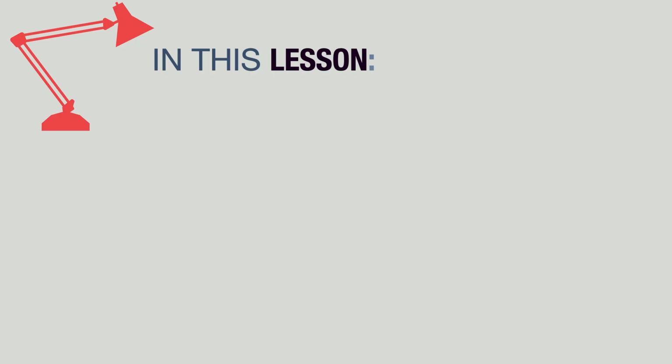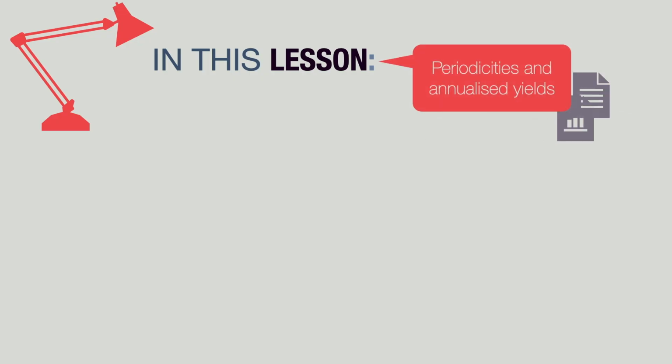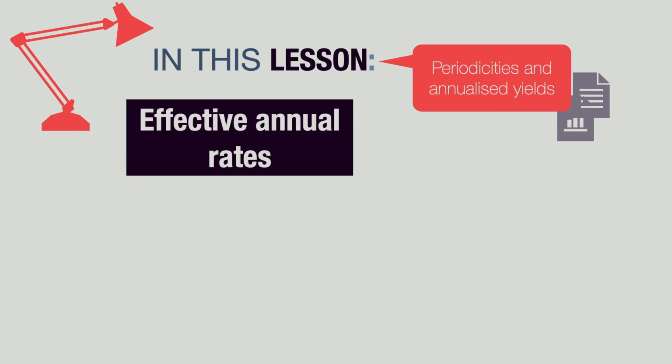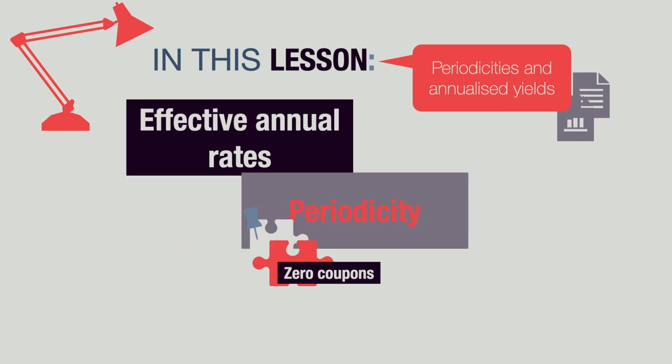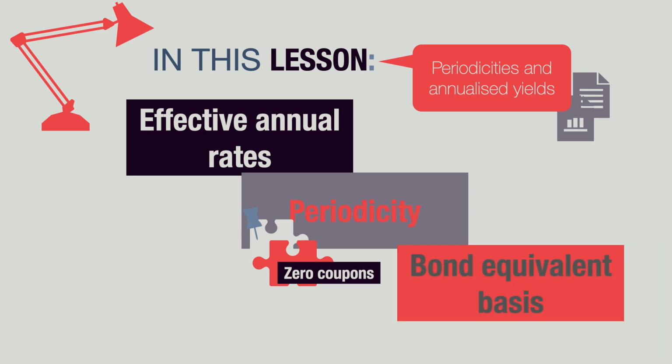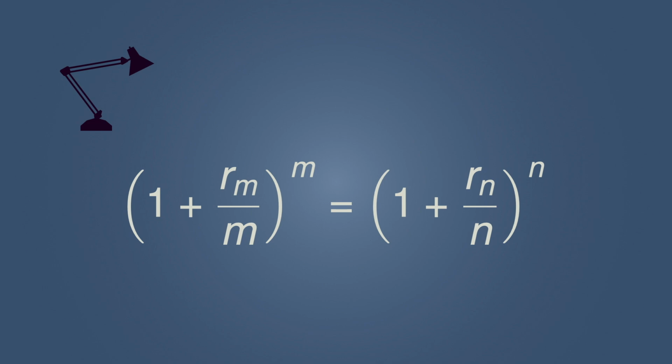In this video, we're going to talk about periodicities and annualized yields, and we're going to elaborate with regard to effective annual rates, how periodicity affects them, what we should do for zero coupon bonds, and at last, the convention for conveying bond yields called bond equivalent basis. And we'll be using this formula for periodicity or compounding conversions.